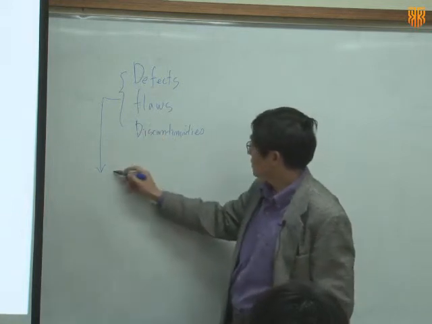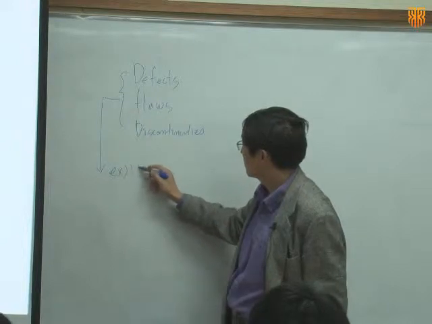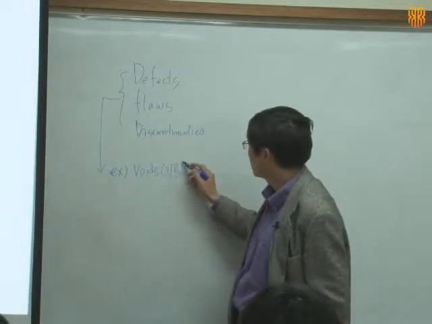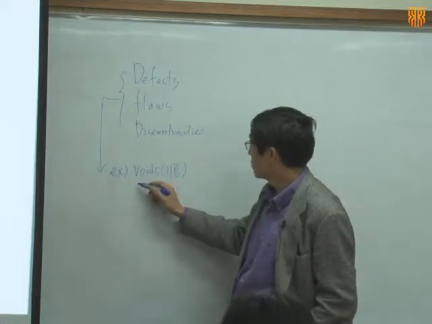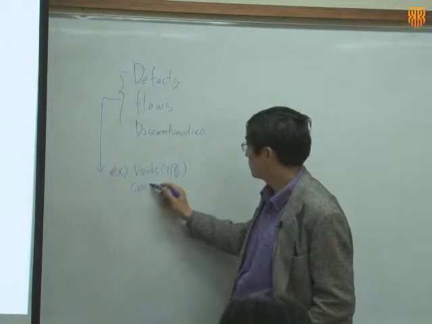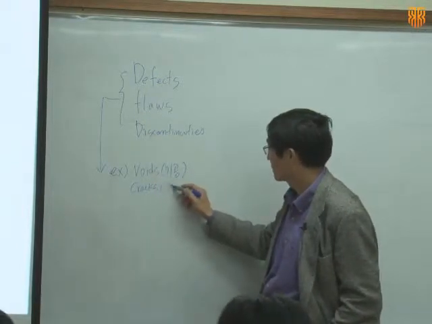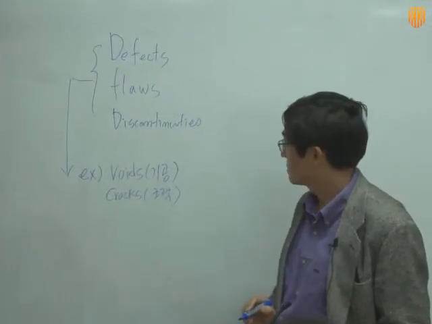So examples of these are voids, 기공들, right? In Korean, something like a 기공, or bubbles. Or the most important thing in NDT is cracks, right? Something like that.